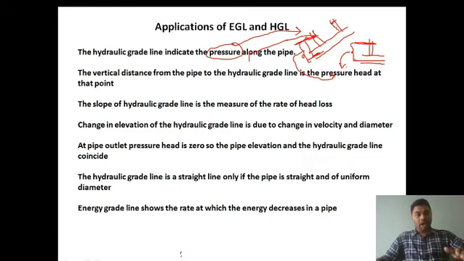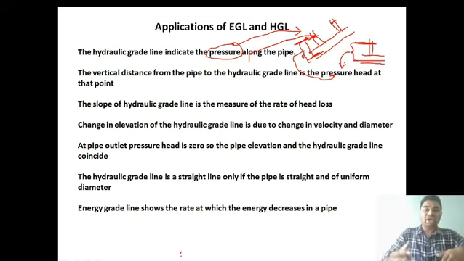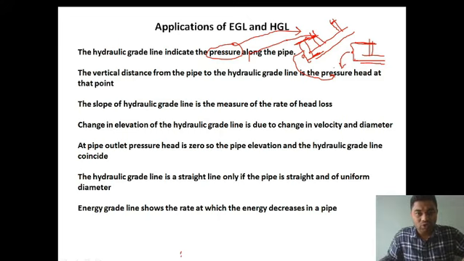The slope of the hydraulic grade line is a measure of the rate of head loss. What does this slope indicate? The slope of the hydraulic grade line indicates the measure of the rate of head loss. And next, a change in elevation of the hydraulic grade line is due to a change in velocity and diameter.